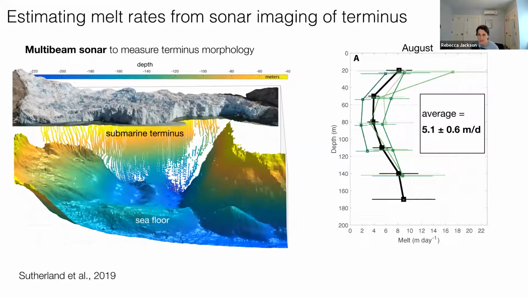When he does this in the survey in August, he finds an average melt rate of about 5 meters per day across the terminus. This is from a different year, but in the same system and a similar late summer time period. So it's not directly comparable to the surveying that I just showed, but it's a similar ballpark of 5 meters per day across the terminus, suggesting that these ambient melt rates really are much higher than we would expect from standard theory.